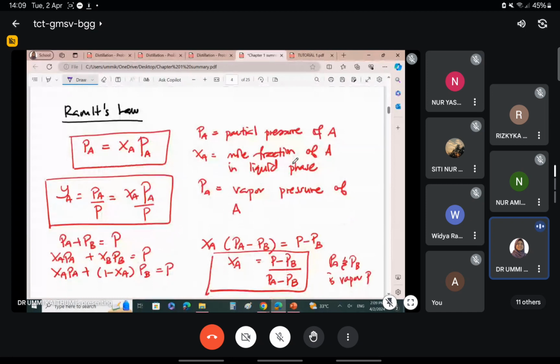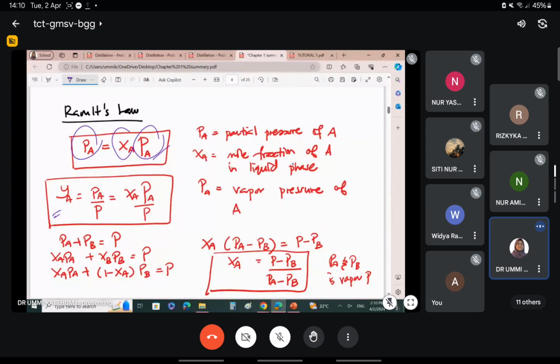So this is Raoult's law. What is Raoult's law? PA is equal to XA times PA°. Okay, this one is a partial pressure, XA is mole fraction of A in liquid phase, and this one is a vapor pressure of component A. Okay, remember component A is the more volatile component. Okay, more volatile component. Alright, so YA, the mole fraction in vapor phase is equal to PA over P.